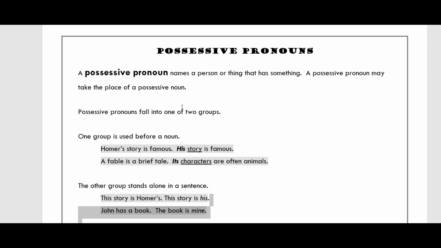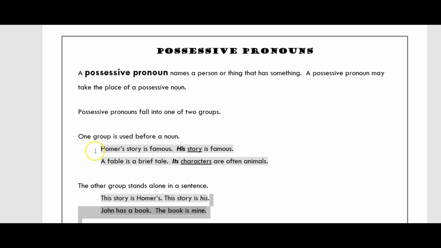So let's say Proof owned a toy, right? It's Proof's toy. I could replace that with it, and I could say she, her, right? It's her toy. Or I could replace the word toy as well, and I could say it's hers. And so, when it stands alone, it is replacing both the possessive noun, telling us who owns it, and the noun itself, the thing being owned, okay?